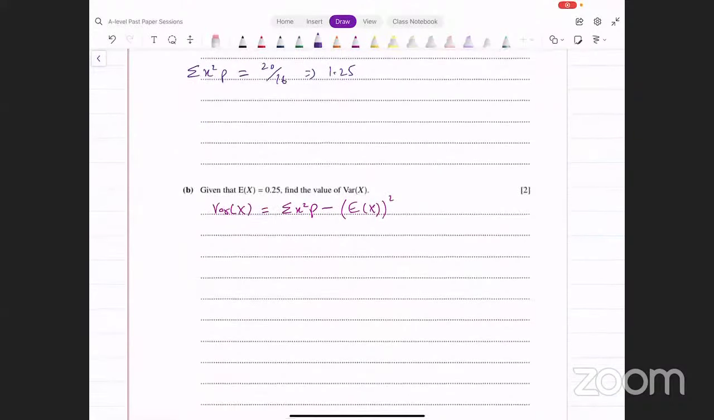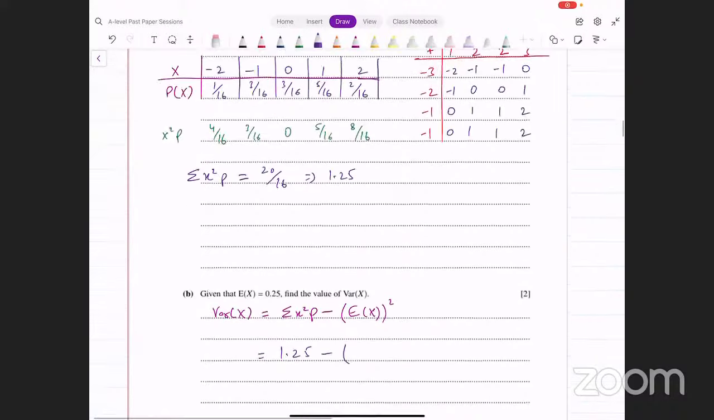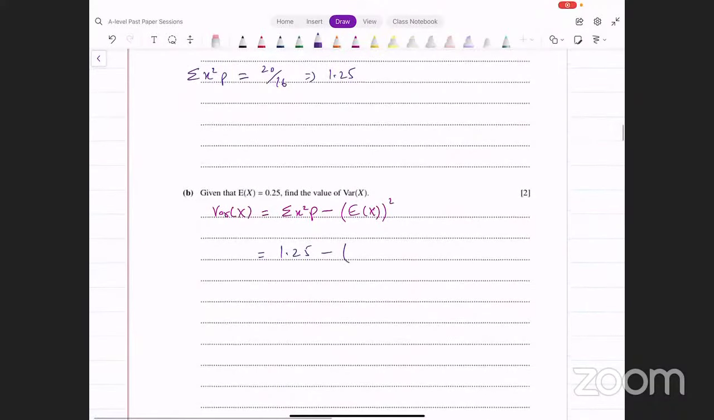इसका नीचे लिखते हैं यहाँ पे, बस इसके अंदर input कर दें. 1.25 minus the expected value of x. What's the expected value? The expected value of x is 0.25, and we've got square of that. Let's evaluate this and see what it gives us. 1.25 minus 0.25 squared, and that is giving me 19 over 16.